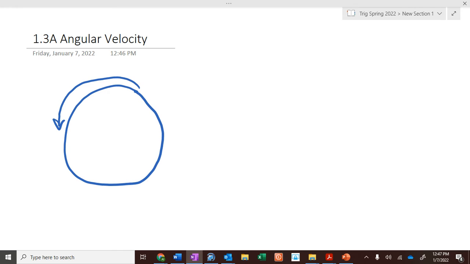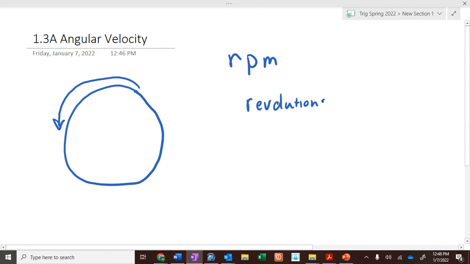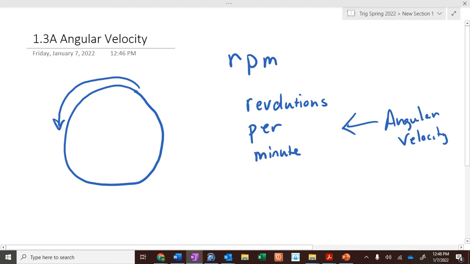Inside your engine, something constantly goes in a circle. What does RPM stand for? Revolutions per minute. Okay? This is a type of angular velocity. How fast something is traveling in a circle.